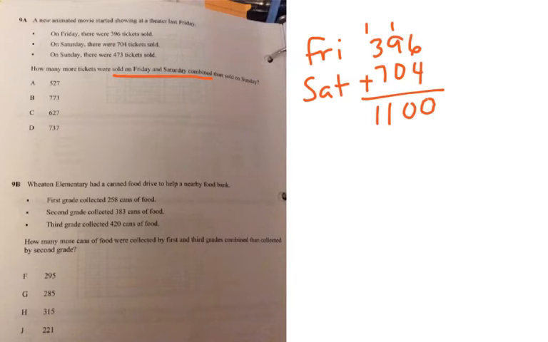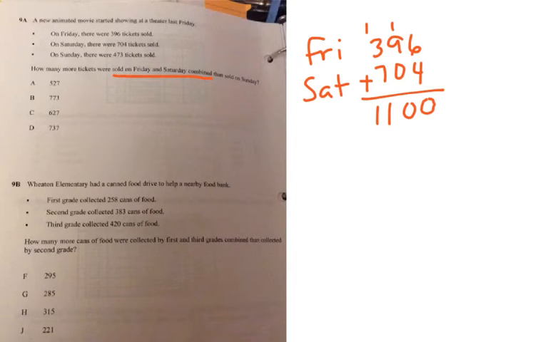How many more tickets were sold on Friday and Saturday combined than sold on Sunday? So since it's asking me to combine Friday and Saturday, I need to add those two values together. So I add Friday and Saturday tickets sold, and I get 1,100.